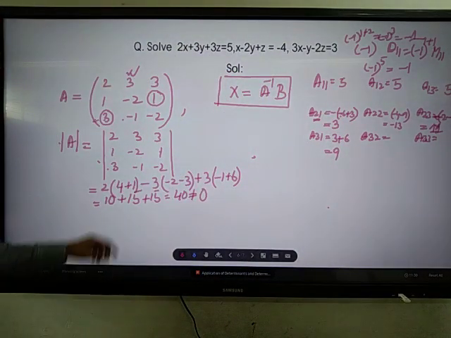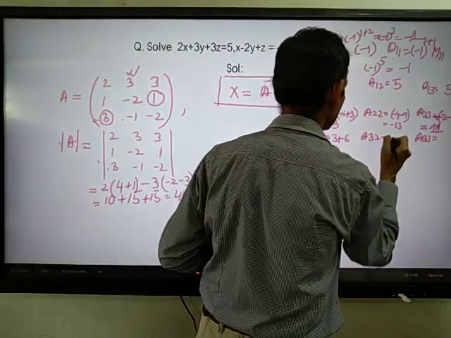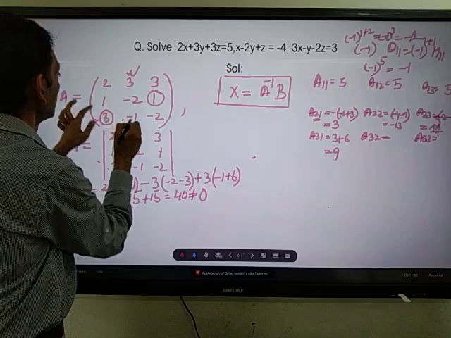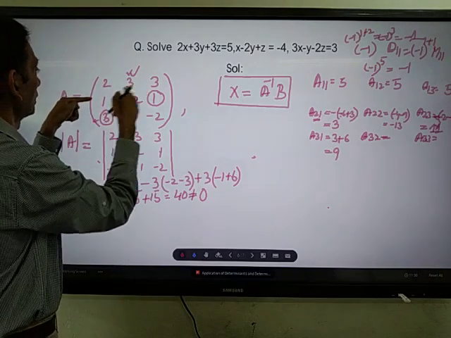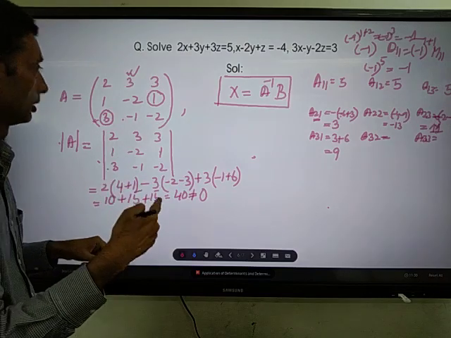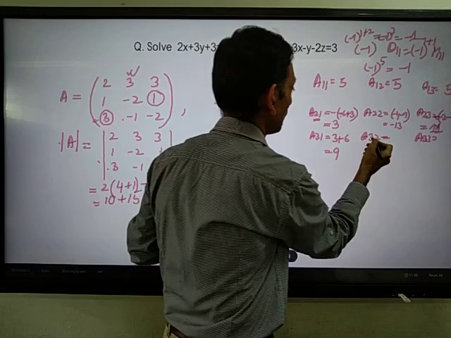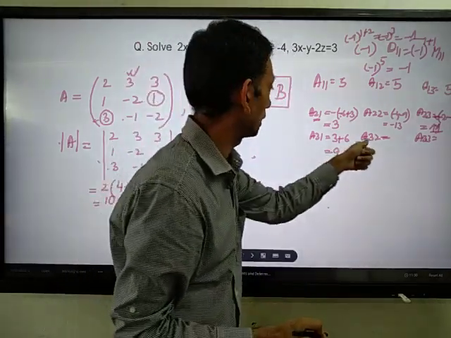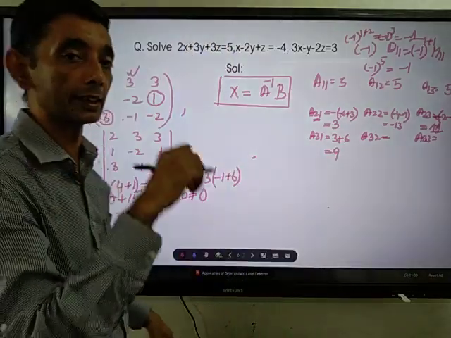Then A32 is this. Now A32, remember this element. You have to multiply 2 into 1, 2 into 1 is 2, then minus 3, 2 minus 3 is minus 1. But what is the position of this element? The 3, 2 position. 3 plus 2 is an odd number.